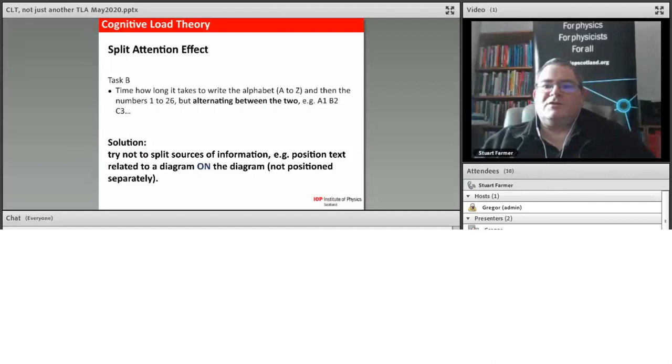And a very good example of that is making sure that you try and present information as clearly as possible. A poor example is if you've got labels for a diagram, but you use a key rather than labeling directly on the diagram. It's much easier to process the information if you're not having to switch backwards and forwards between two sources of information.